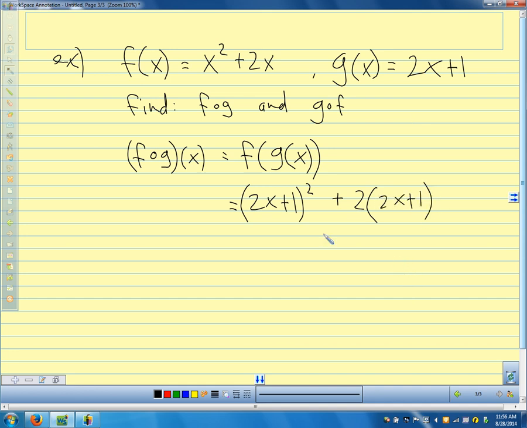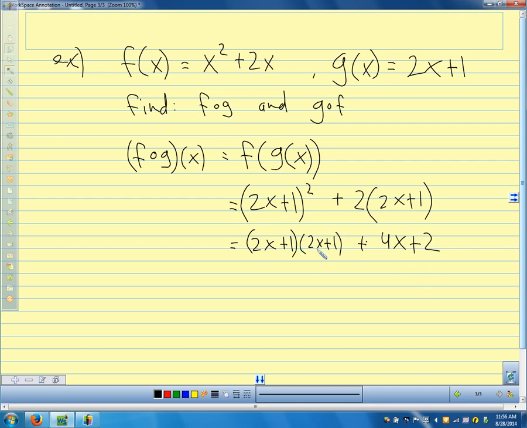And then we simplify this. This one we can simplify, not all of them we can simplify. So this is, just as a reminder, 2x plus 1 squared. This is not 4x squared plus 1. We have to multiply it out. And then here we distribute, so this one is 4x plus 2.